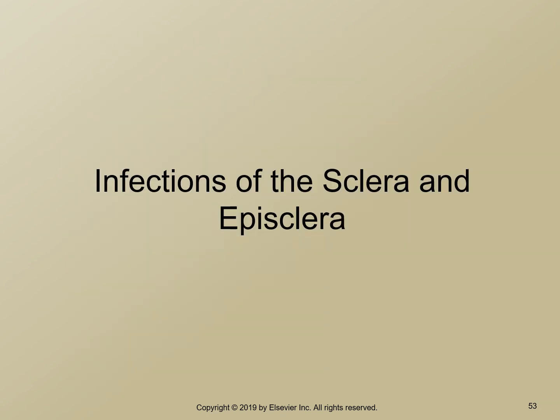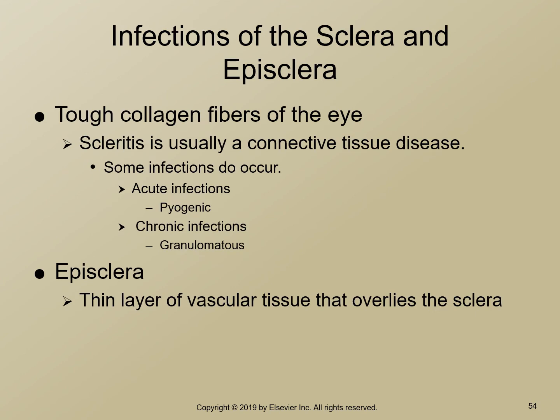The next structures of the ocular system that we'll discuss are the sclera and episclera. The sclera is composed of tough collagen fibers, and few organisms can penetrate the strong protective coat. Scleritis is usually a local manifestation of systemic connective tissue disease, such as rheumatoid arthritis or systemic lupus, or it may be a result of contiguous spread from adjacent ocular tissues. Scleritis may present as acute, which is also known as pyogenic, or chronic.